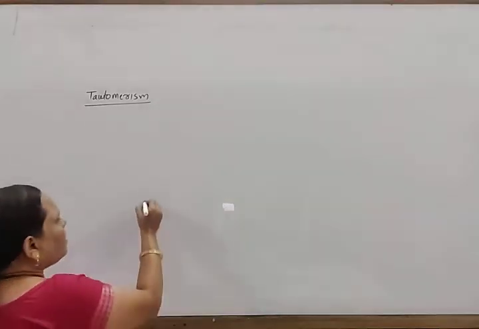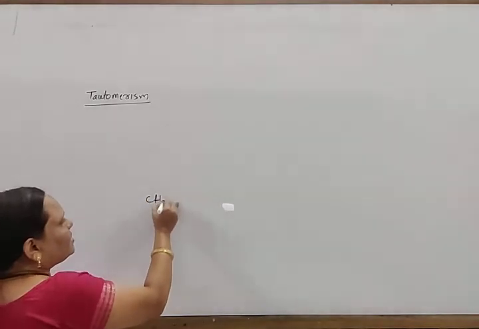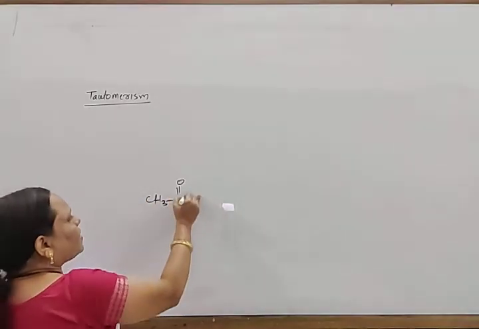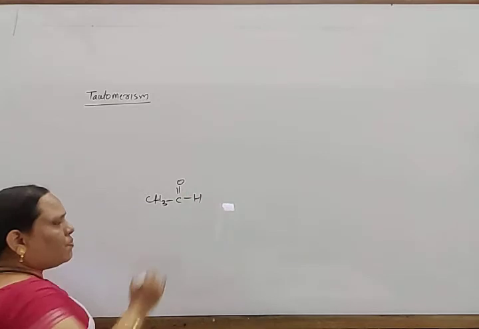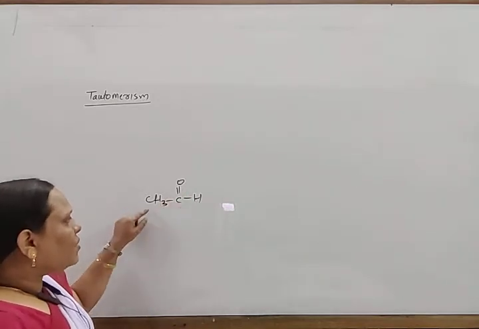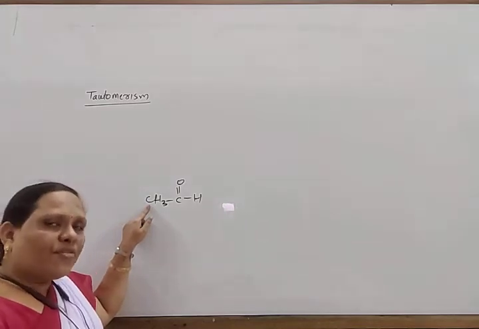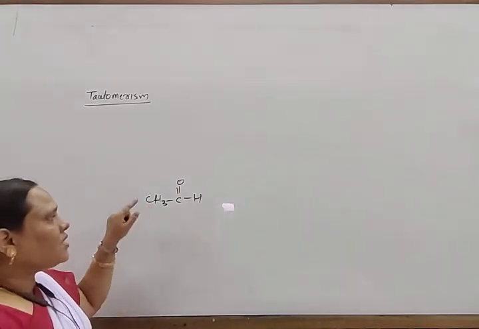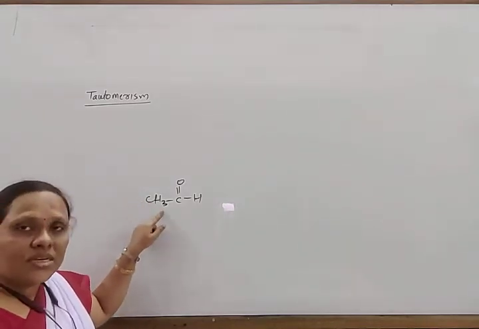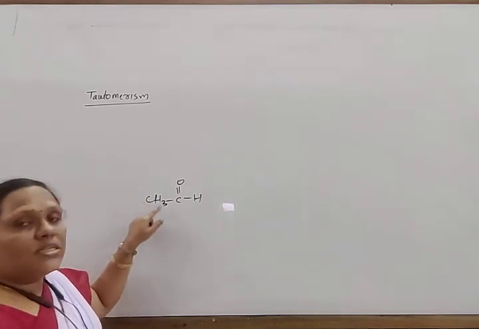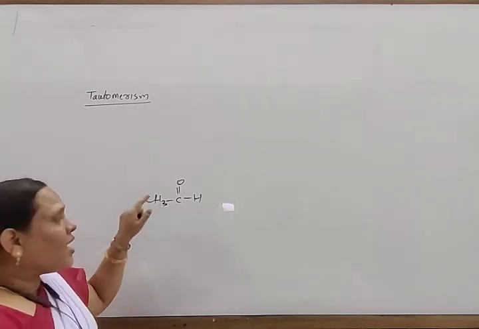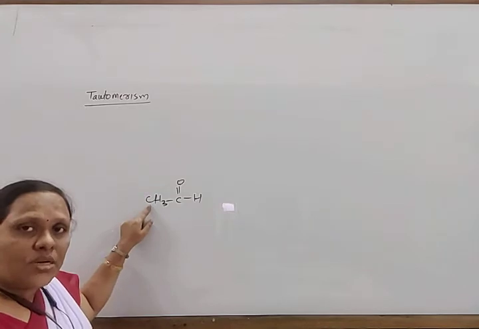Look here, it is given CH3CHO. This is the aldehyde functional group. The carbon present adjacent to the functional group is known as the alpha carbon, and the hydrogen attached to this alpha carbon is known as alpha hydrogen.